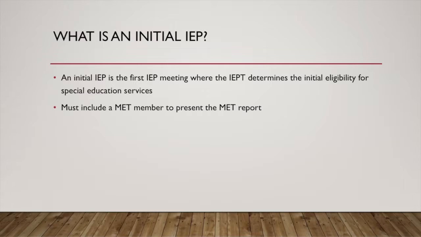So an initial IEP. An initial IEP is the first IEP meeting where the IEPT determines the initial eligibility for special education services. This has to include a MET member to present the MET report.